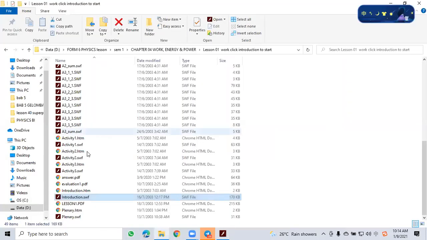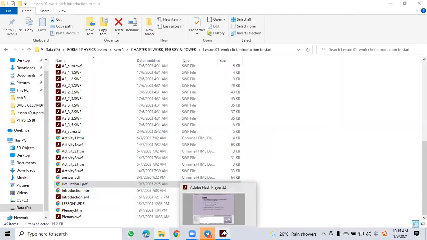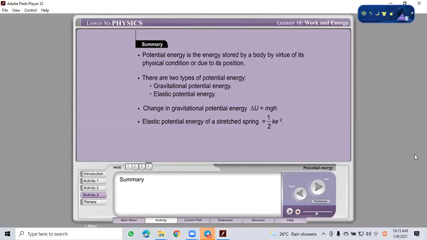Summary. Potential energy is the energy stored by a body by virtue of its physical condition or due to its position. There are two types of potential energy: gravitational potential energy and elastic potential energy. Change in gravitational potential energy ΔU equals mgh. Elastic potential energy of a stretched spring equals half ke squared.